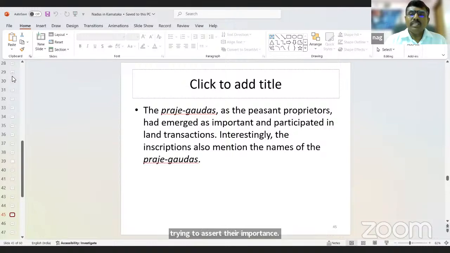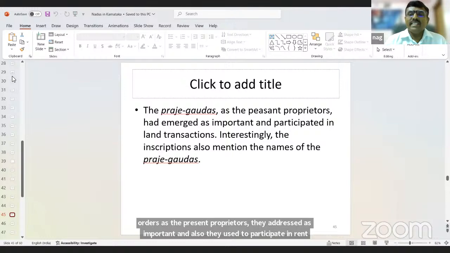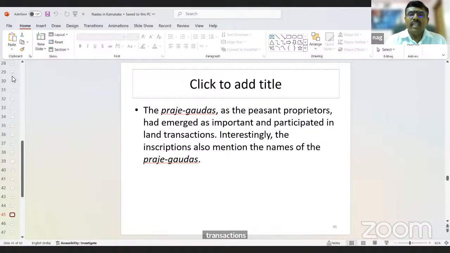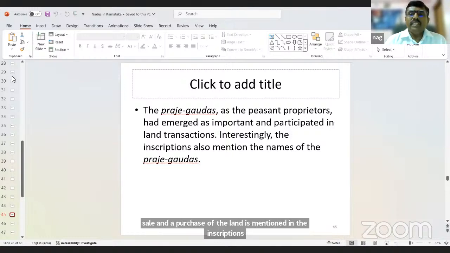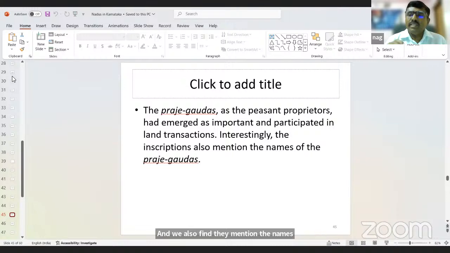Prajagaudas, as peasant proprietors, had emerged as important, and they also used to participate in land transactions. They acted as witnesses in the sale and purchase of land. This is mentioned in inscriptions. And we also find that the personal names of the Prajagaudas are mentioned. That is very interesting and very important here.